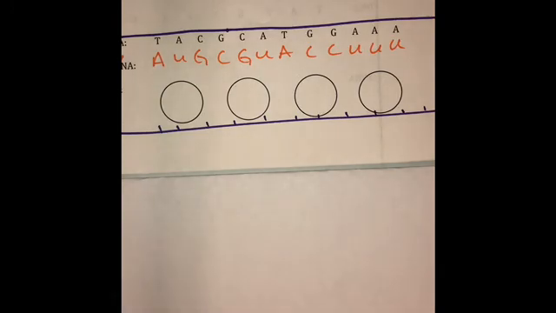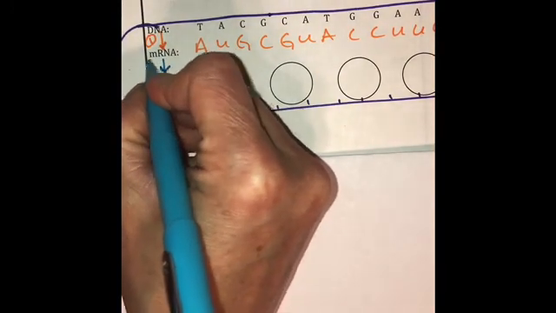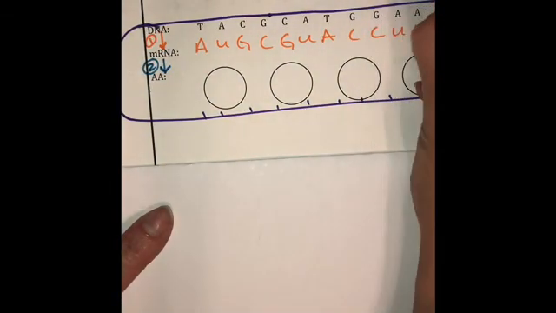Step 2, which would occur in the ribosome. So the messenger RNA has to move off to the ribosome. So we go to step 2 to build our amino acid. Step 2 we know to be translation.